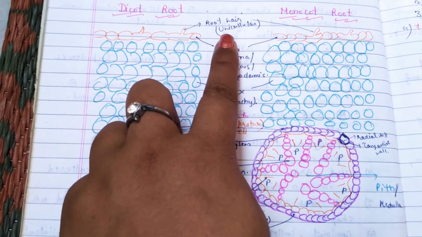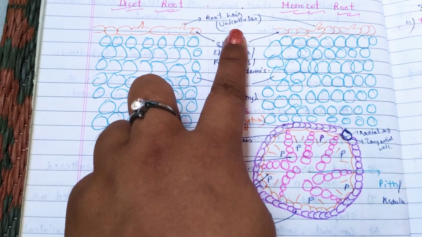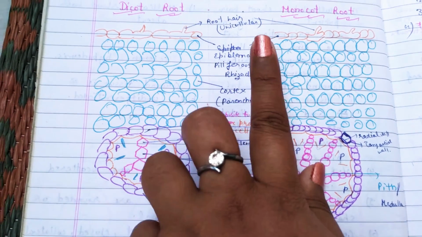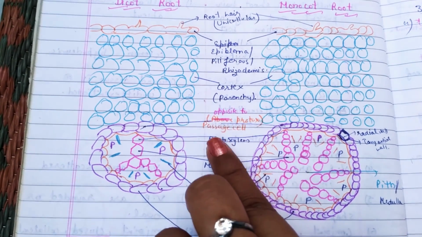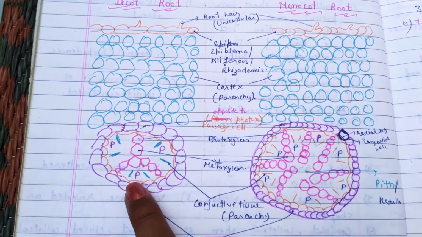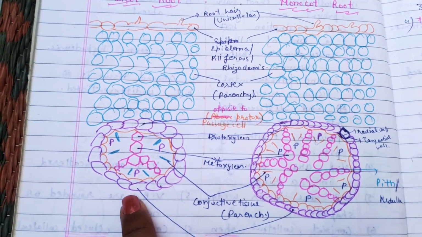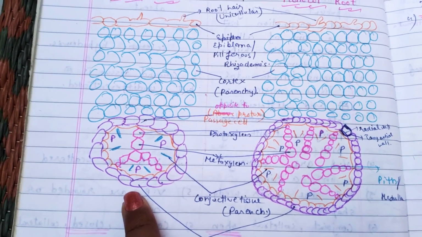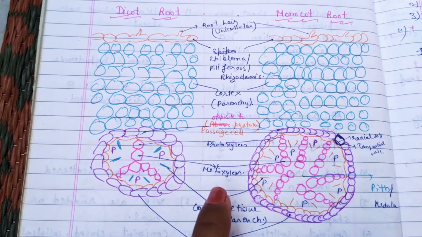The root hair is unicellular, uninucleated, and ephemeral, and exogenous in origin in both, and the epiblema is not covered by any cuticle. The cortex is parenchymatous in nature, passage cells are opposite to protoxylem, and exarch protoxylem is present in both. Casparian strips have suberin, that's why they are impermeable to water. So this was all about the dicot root and monocot root.